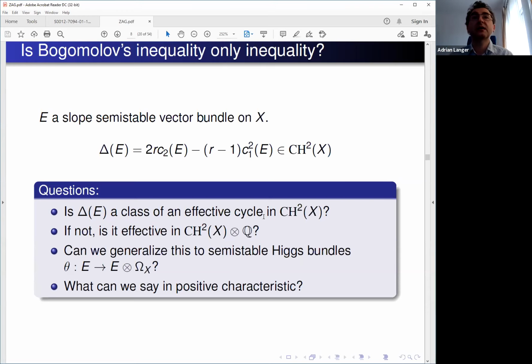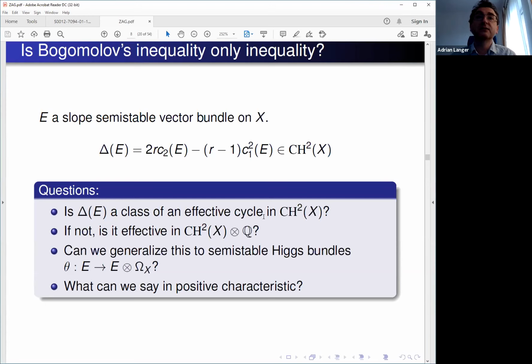We consider the discriminant, which we know is a class in codimension 2 cycles in the Chow group. If you have, say, a smooth variety, we can ask several questions. First of all, is this class an effective cycle? This would certainly be much stronger than the usual Bogomolov's inequality. We simply know that the degree is greater than 0, but we don't know anything about this being effective.